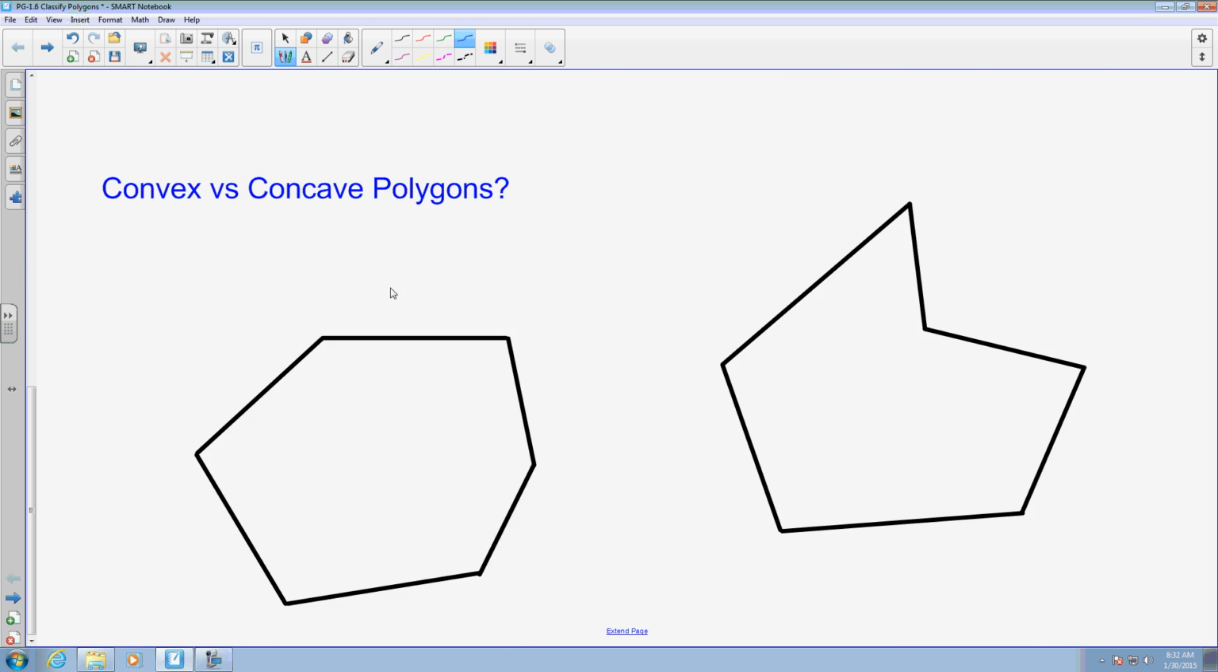Once we decide whether a figure is a polygon or not, in this case these two are in fact polygons, we then go into another subset where we classify those polygons as either convex or concave polygons. And here's how we do it. I like to call this the ruler method. The ruler method is this. You're going to take a straight edge and line it up to each side of the polygon.